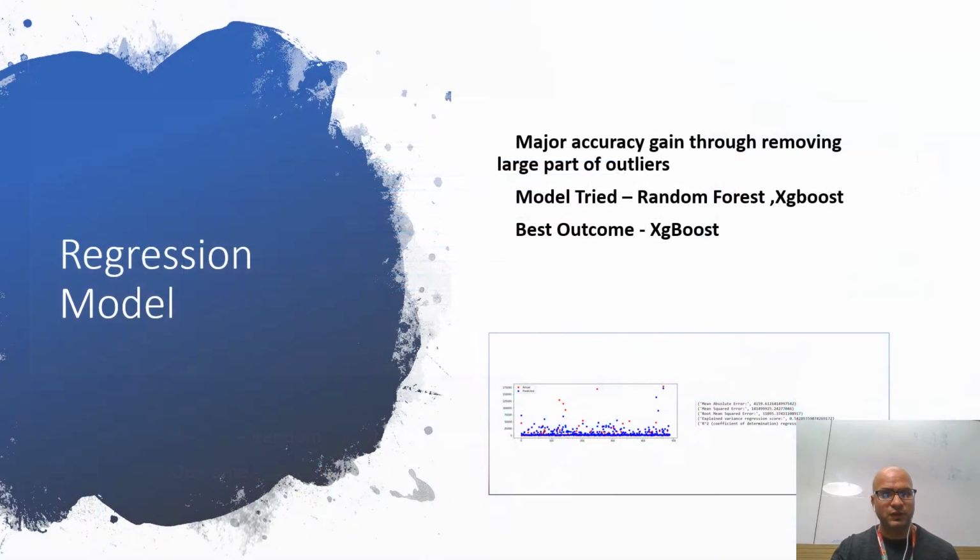Next is the regression model, which is for predicting how much sales can be generated from each of the selected customers. The chart is actually very small, but most of the accuracy was gained by removing the outliers. I tried the model with random forest and XGBoost, and again the best outcome came from XGBoost.